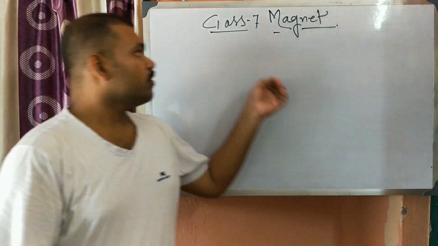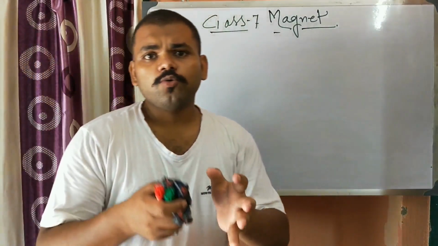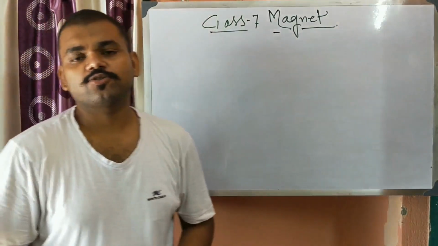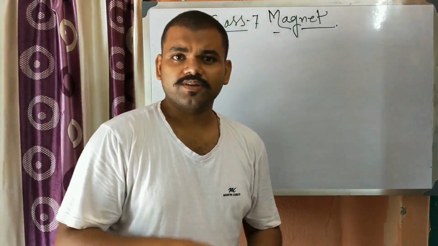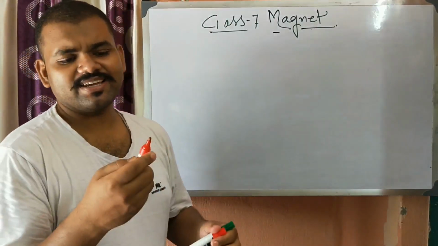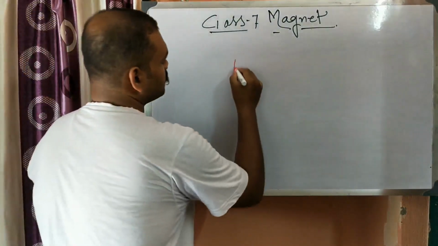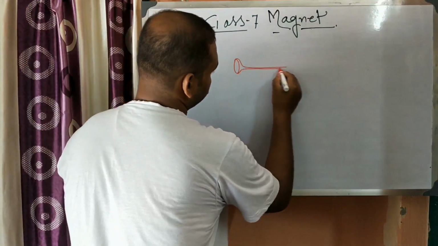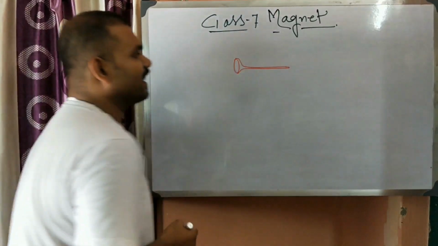Okay, so how we can prepare a simple electromagnet. A simple electromagnet can be made by an iron nail. So let us take an iron nail. So suppose this is an iron nail.